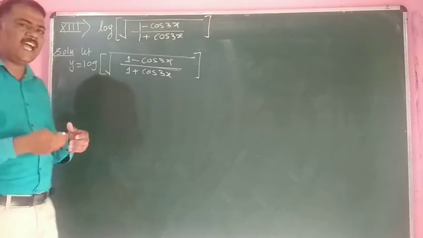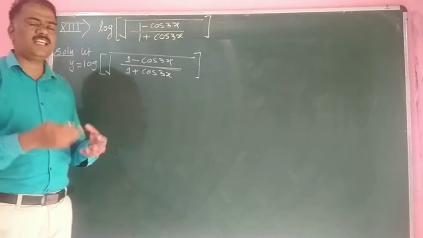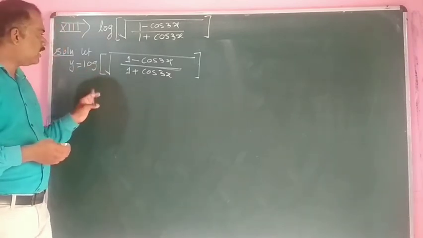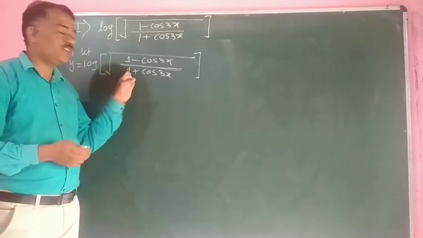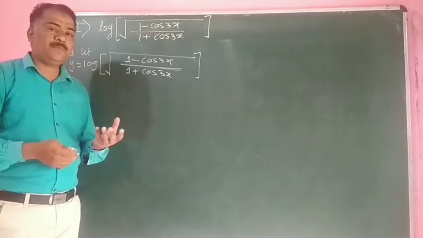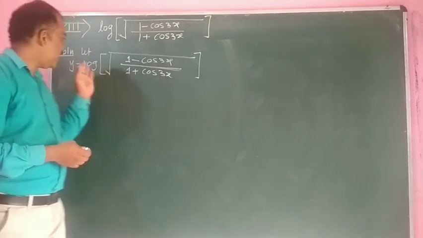If you use the direct method, it is very difficult to solve this example, or it takes more time. You would have to take the derivative of log, that is 1 upon, then the derivative of the root, that is 1 upon 2 times, and then use the quotient rule for 1 minus cos 3x divided by 1 plus cos 3x. In the previous example, I told you why this log is given.